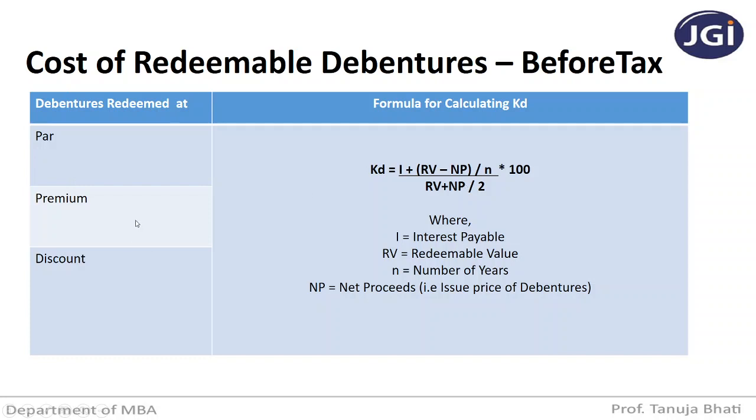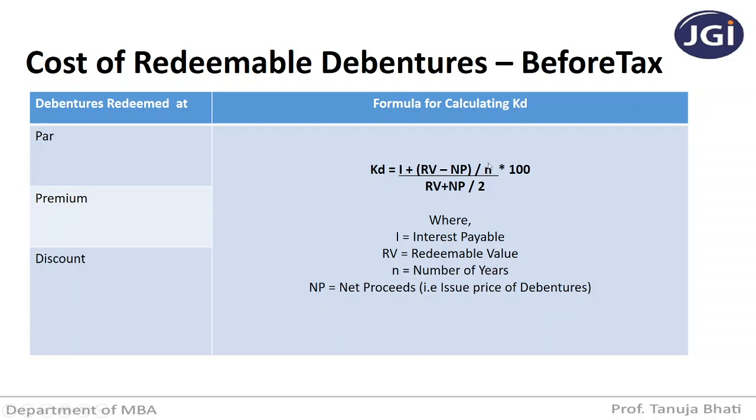In case of premium, what is going to be the NP? If the debentures are issued at premium, it is going to be the face value plus premium minus the expenses on issue. Next, if it is at discount, it is going to be the face value of debentures minus the discount and minus the issue expenses.